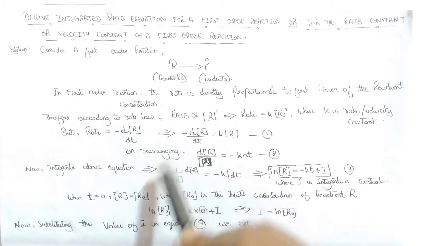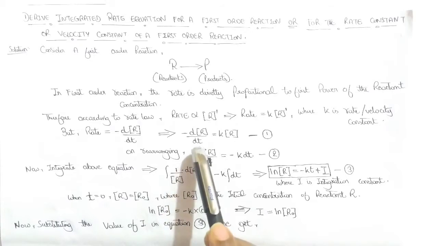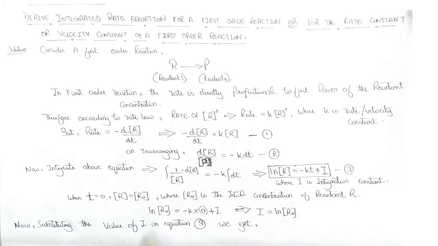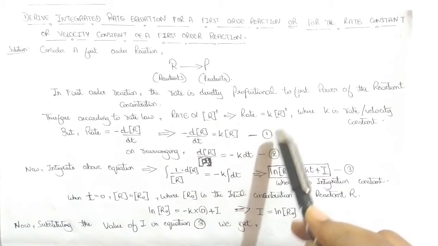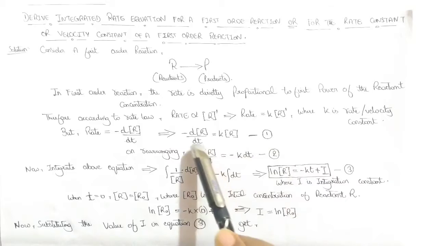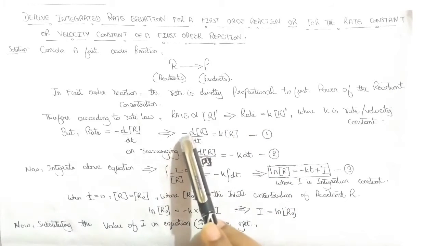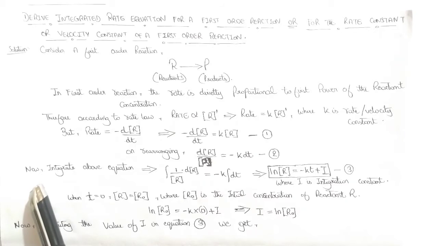So this implies that minus d of R, the reactant concentration, by dt is equal to K times the reactant concentration, as we stated in the above statement. We are going to take this as equation 1. Now on rearranging the equation, the rearranging is very simple. Take this dt to the opposite side and the reactant concentration to the denominator, and even take the sign to the opposite side. I hope this is easy, as you are well versed with mathematics.